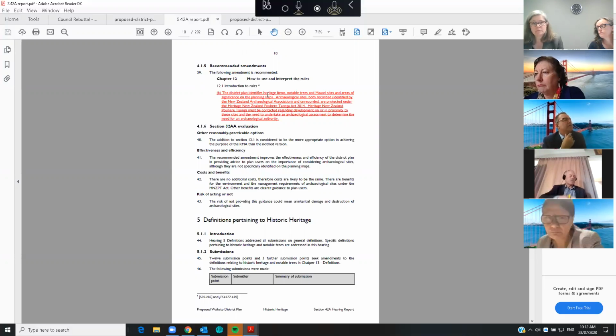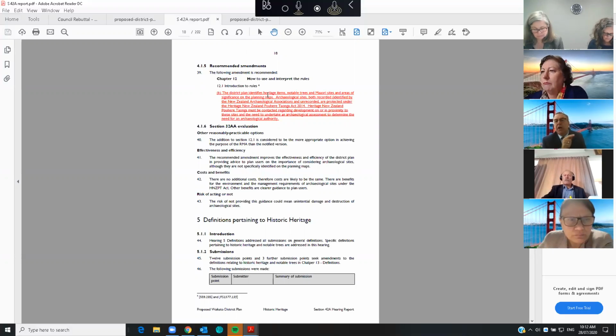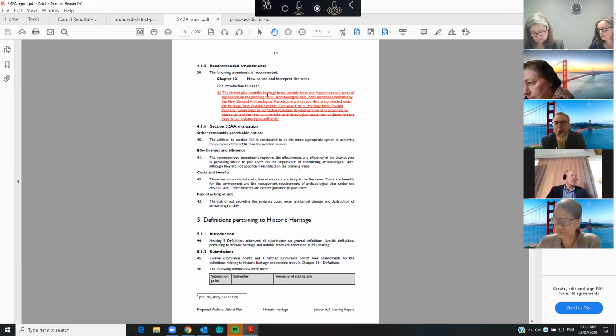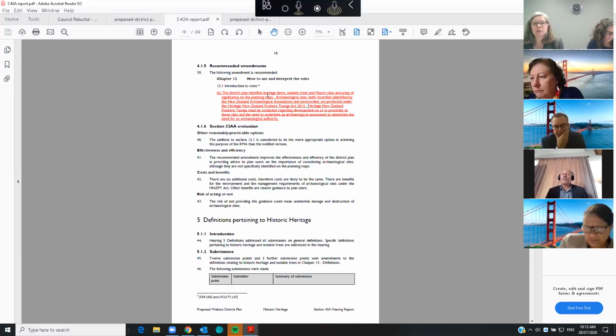The district plan does not capture all archaeological sites. No, I know that, but the first sentence says the district plan identifies heritage items and then full stop. Shouldn't it clarify the situation to actually say that there's a link between those two provisions? Because someone can't rely on the district plan to be clear that they're not interfering with archaeological matters of interest? Well, I think you've got the first sentence: the district plan identifies heritage items, notable trees and Maori sites and areas of significance on the planning maps, full stop. Yes. Archaeological sites, both recorded, identified by the NZ Archaeological Association, and unrecorded, are protected under the Heritage New Zealand Pouhere Taonga Act. So for me, that sentence clearly identifies that there may be sites that are not scheduled.